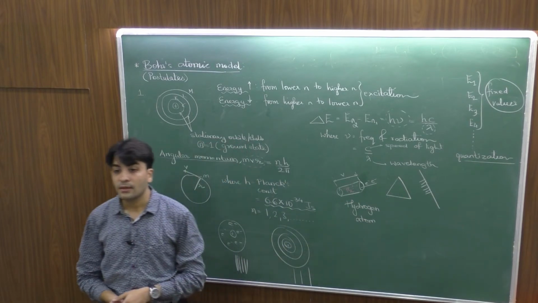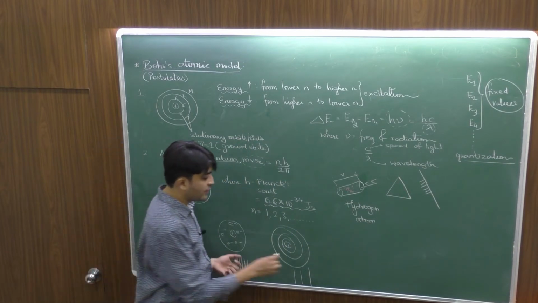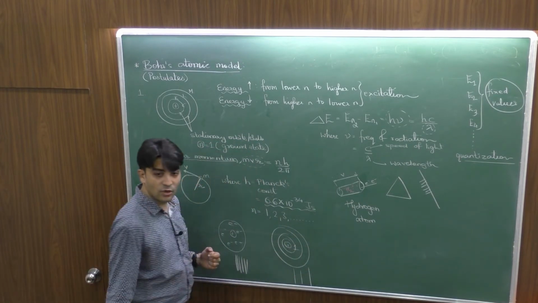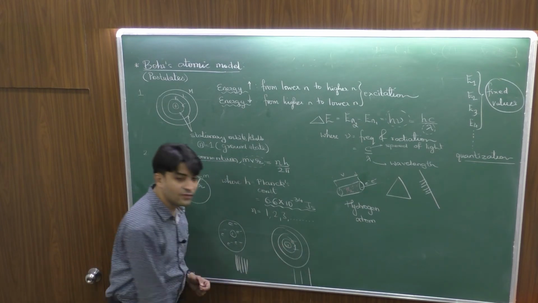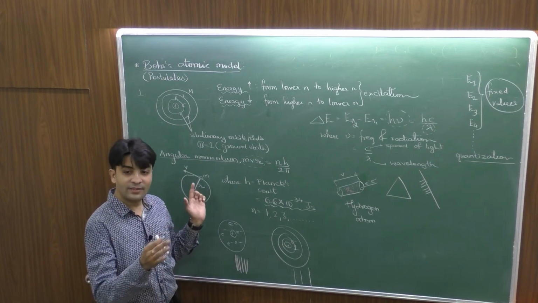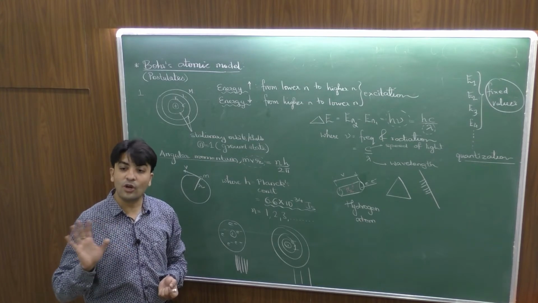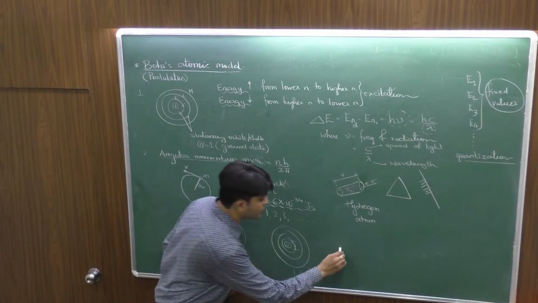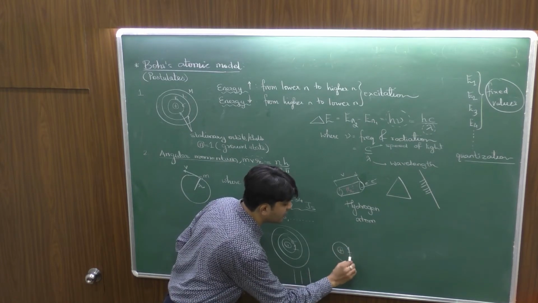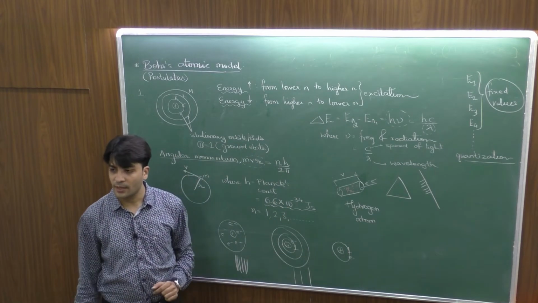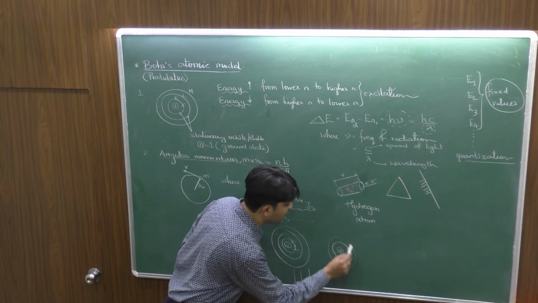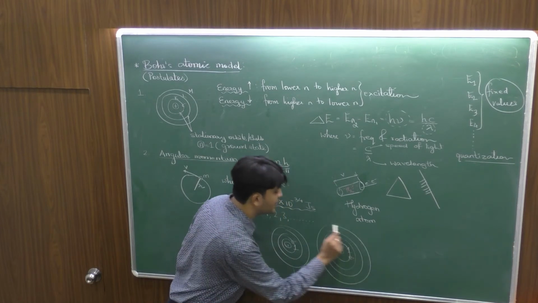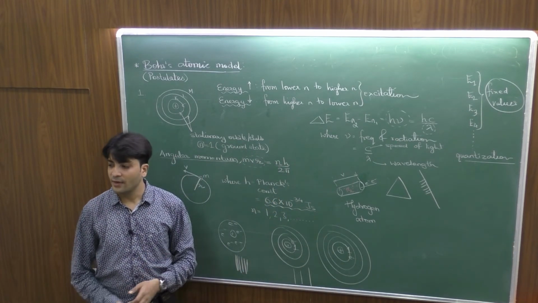Correct? Hydrogen has only one electron. So if I talk about the first orbit, the electron is present in the first orbit. There are other orbits which are present, but electrons are not there in those orbits. So you will visualize the hydrogen atom as having one electron. This is the hydrogen atom. The other orbits are present, but they are vacant.